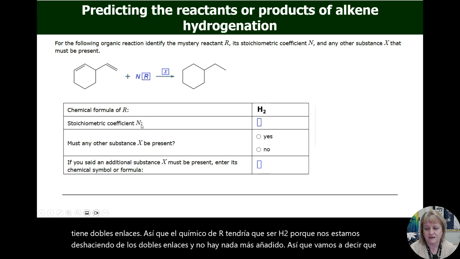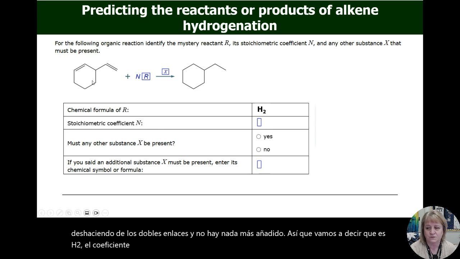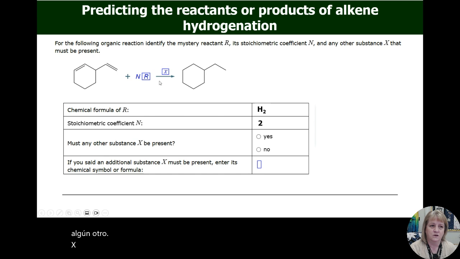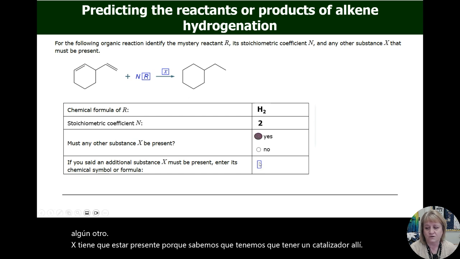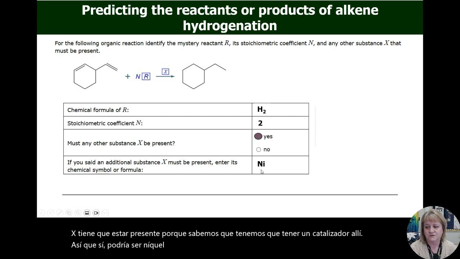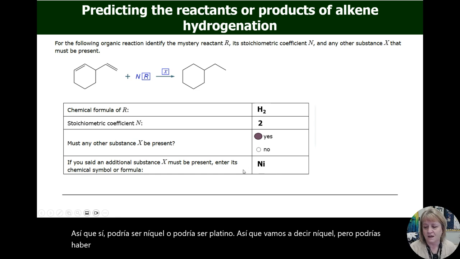The coefficient N, well, we have two double bonds, so there's going to be a 2 there. And some other X has to be present, because we know that we have to have a catalyst there. So yes, it could be nickel or it could be platinum. So we're going to say nickel, but you could have put platinum there. One of those needs to be present.